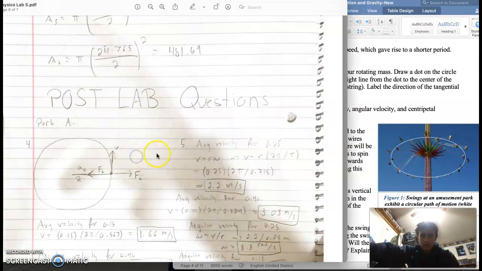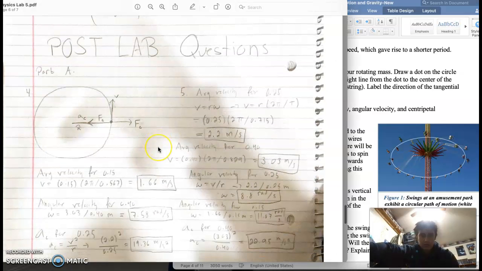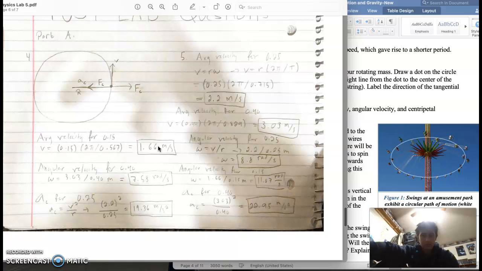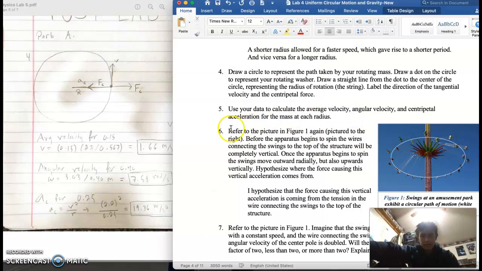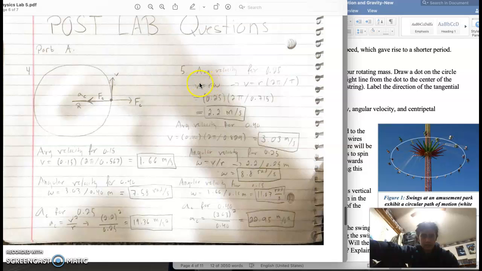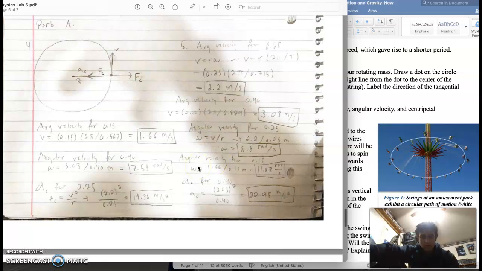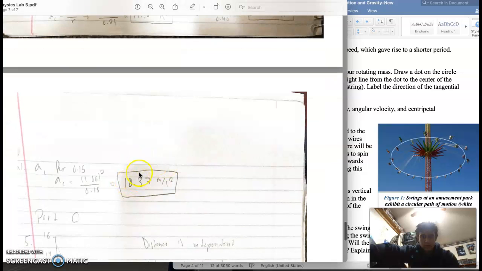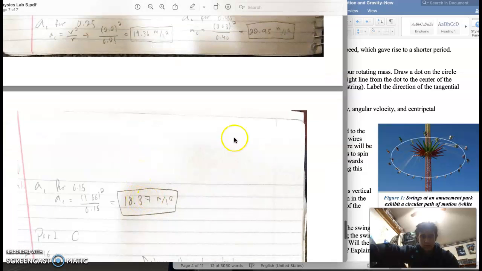So then the average velocity, angular velocity, and centripetal acceleration for each radius is calculated here, just using v equals rω, ω equals v divided by r, and a_c equals v squared over r, all to calculate all of these, which there's the final value.